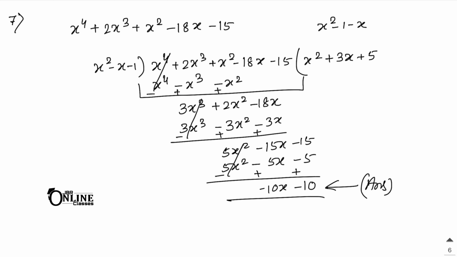Okay, so if you subtract this one from the dividend, then the whole polynomial will be exactly divisible by this one, x square minus 1 minus x.